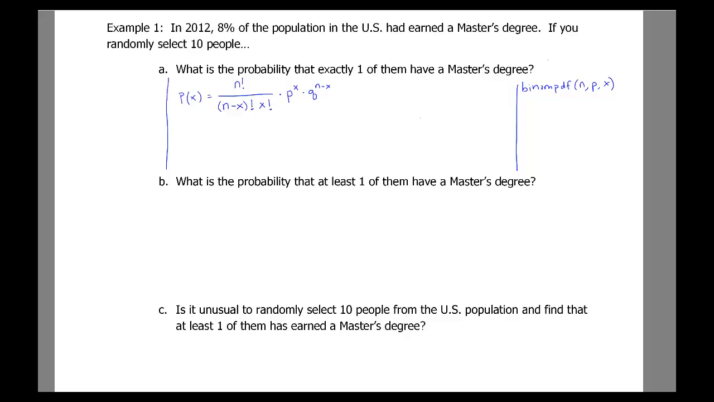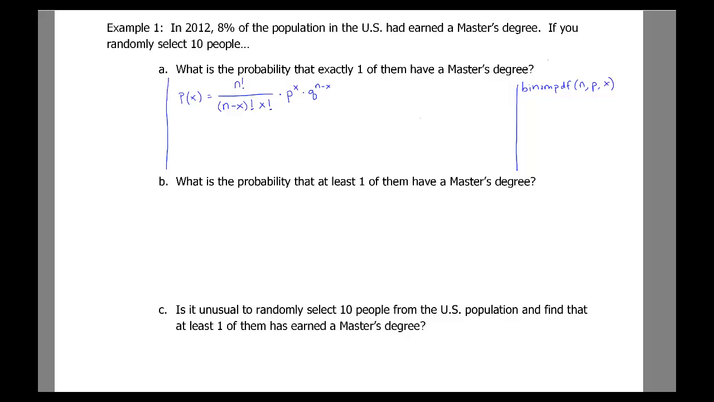Here we have two examples of how to use the binomial probability distribution to calculate probabilities. The first one is we're going to be looking at some census data. It says 8% of the population in the United States has earned a master's degree, and we're going to randomly select 10 people. And the first question is, what is the probability that exactly one of them has a master's degree?